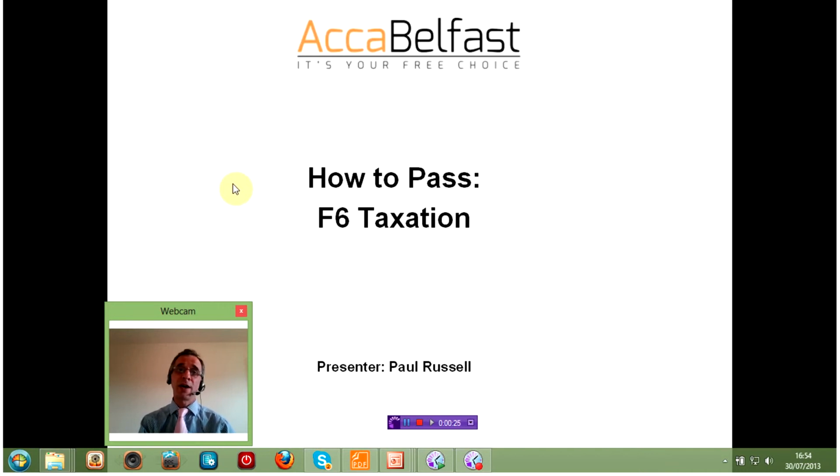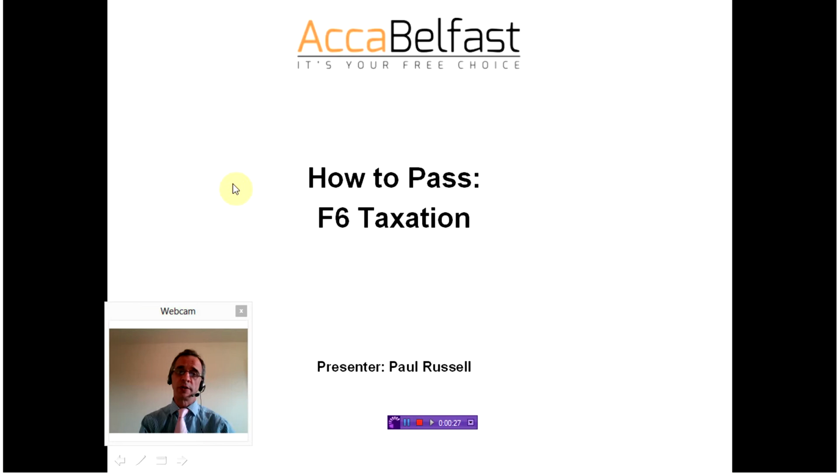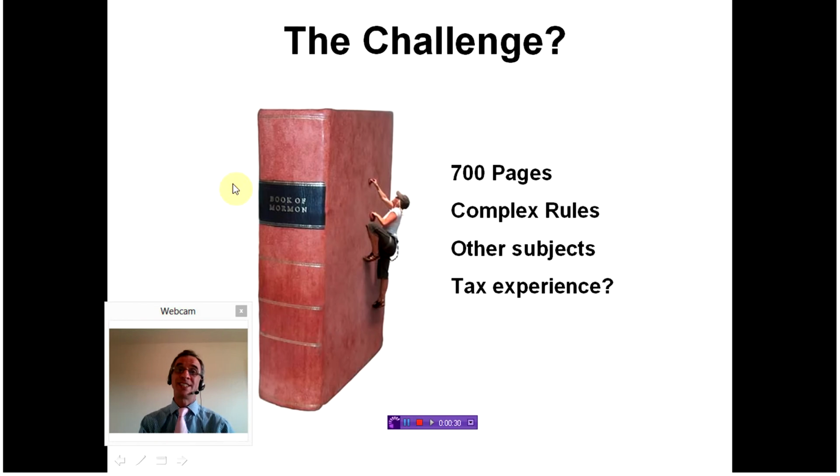The first thing you're going to notice with F6 is really the size of the text. Now, the Kaplan text is around about 700 pages, so that may well be the biggest text that you've ever seen. So it could be a little bit daunting when you walk into the exam hall, or sorry, the lecture theatre, and see that text along with the exam kit. But don't worry about it, because a lot of people have gone before you and passed this paper. So there must be a way to do it, and I'm going to outline to you now how you can do it.